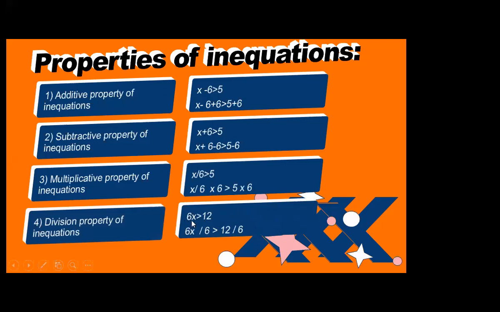Why are we applying division? Because here 6 is multiplying with x. So we are dividing 6 on both sides. So the 6 will be cancelled on the left hand side, and on the right hand side we get 6 ones are 6, 6 twos are 12. So x is greater than, very good. X is greater than 2. Who's solving with me here? Very good.